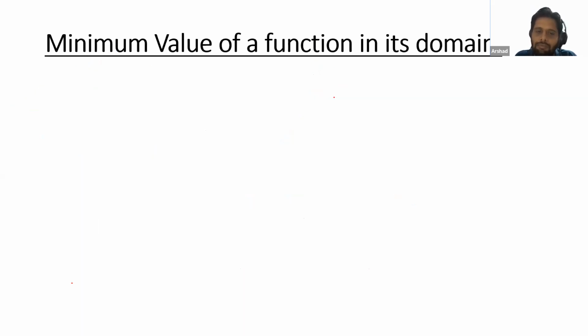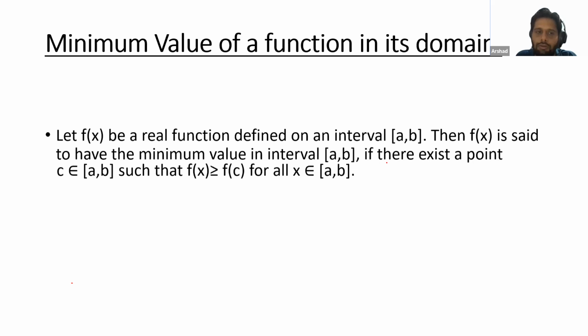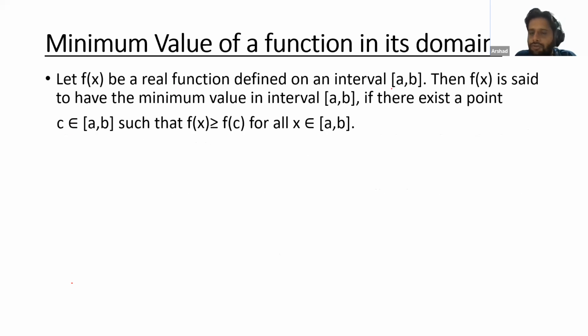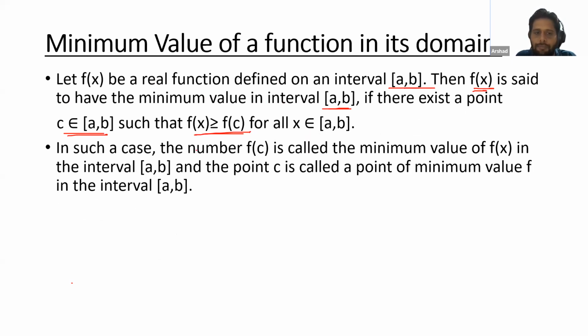Okay, the same thing is written in this point. Let f(x) be a real valued function defined on this interval. f(x) is said to have the minimum value in this interval if there exists a point c such that f(x) is greater than or equal to f(c). So in such a case, this number is called the minimum value. So please note down this. Raise your hands once it is done. Then I will change the slide.